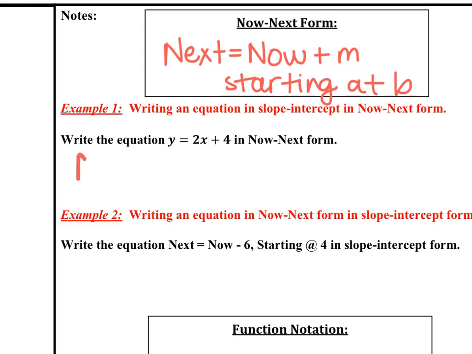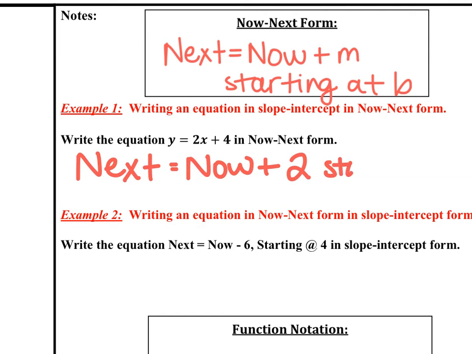My next number, if I wanted to find it, would be the now number plus my slope, which was 2, so it's going up 2 every time, starting at my y-intercept, which was 4. So that is my next-now form equation.